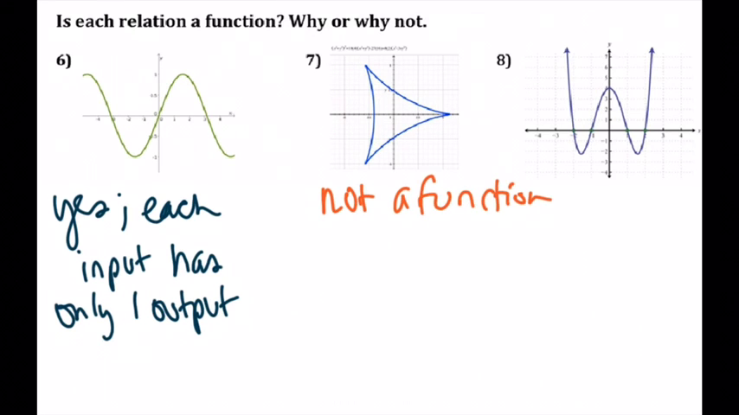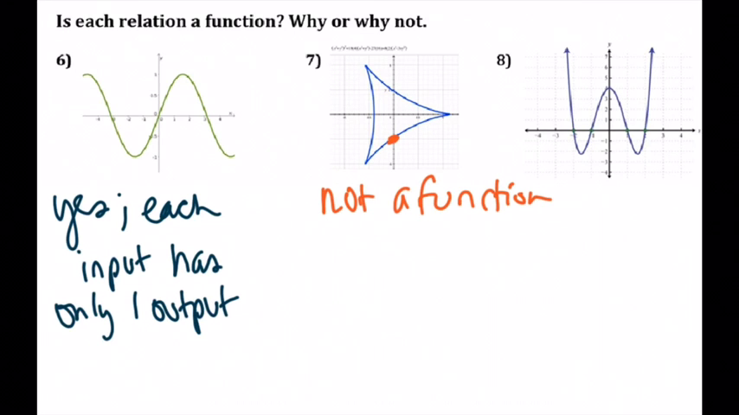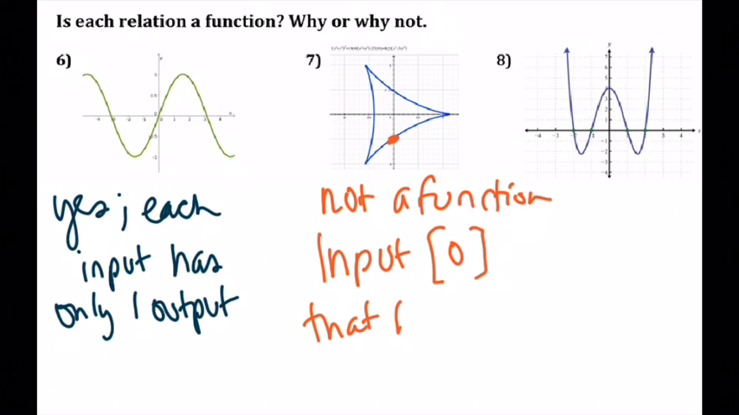And again, the reason is because we have an input that has more than one output. Like specifically, you could say that the input 0, what is the output for 0? I can't quite see that number. Like, what's this point right there? It's 5. So 0, 5, and 0, negative 5. So basically 0 has more than one output. And so that's the reason why this is not a function, okay? So the reason is because there's an input, specifically 0, that has more than one output, sorry.